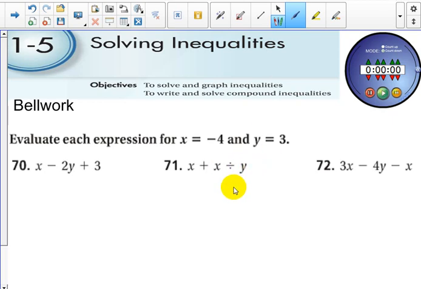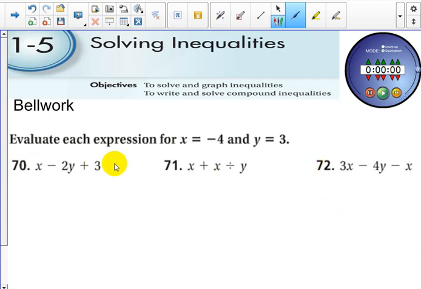Okay, today in Algebra 2 we're on Lesson 1-5, Solving Inequalities. Our objective today is to solve and graph inequalities and to write and solve compound inequalities. And again, this is review from Algebra 1, and I've put some bell work here, number 70, 71, and 72 to help you get started.